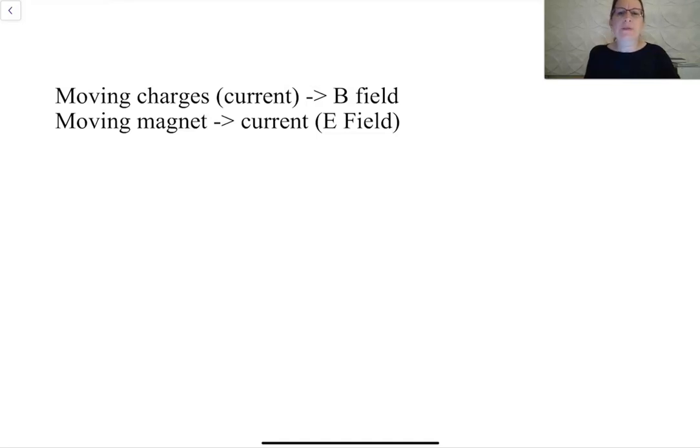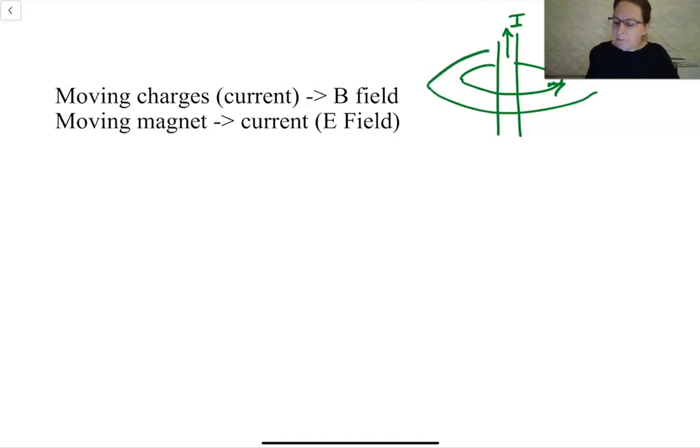To this point, we've seen how if we have moving charges or a current, we create a magnetic field, right? So we have a current, the direction that positive charges would flow, that gives us, of course, our magnetic field, like this, our B field. And it loops around this wire.